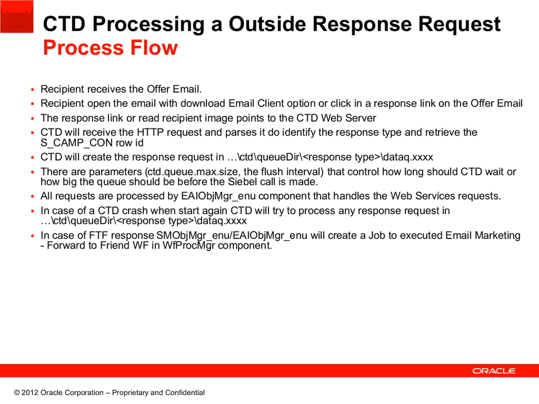And there are parameters under CTD which can be used to control when the Siebel call should be made by CTD. The parameters are CTD queue max size and CTD flush interval. CTD queue max size states how big the queue under the queue directory should be before you make a call to Siebel to process all the files under the queue directory. And flush interval says, if you state 20 minutes, for every 20 minutes, send a request to Siebel to process all the files under the queue directory. So whichever comes first, immediately CTD will make a call to Siebel to process it.